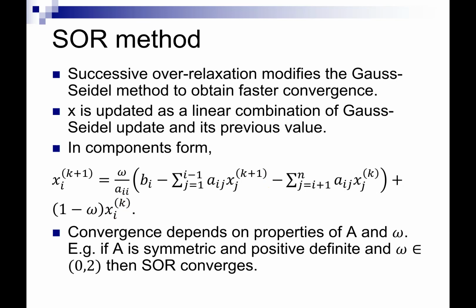Okay, so we can set different values for omega, and it turns out that the convergence of this SOR method is going to depend both on the properties of A, for example, if it's diagonally dominant or not, and it's also going to depend on properties of omega. So for example, it's been shown that if A is symmetric and positive definite, and if omega is between 0 and 2, then the SOR method will converge.